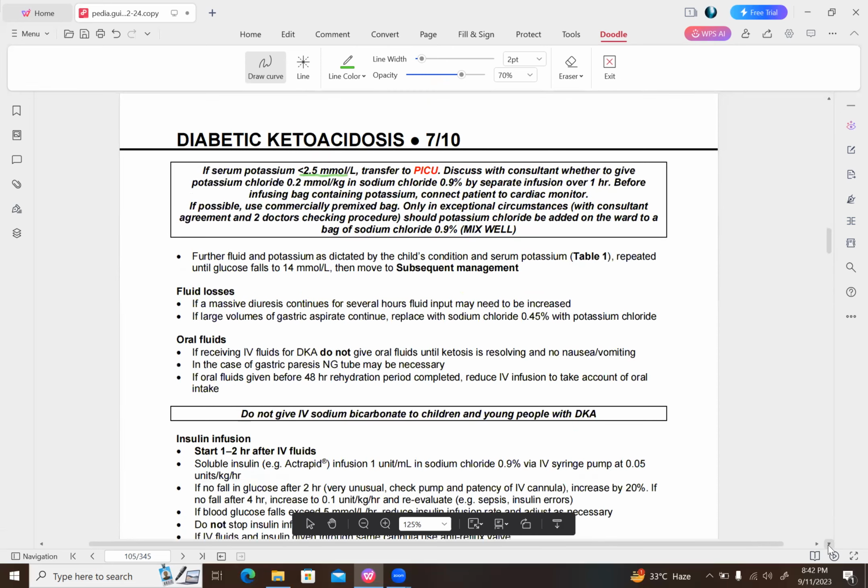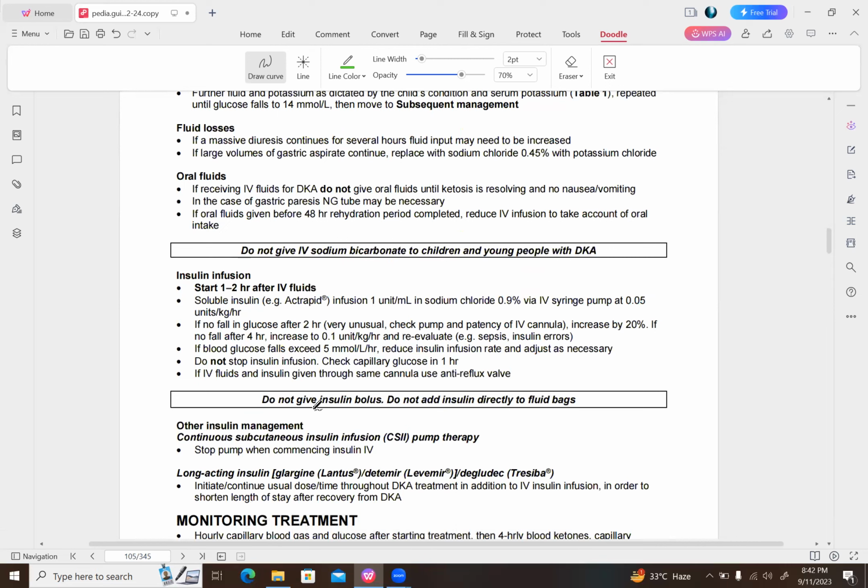All right, don't give direct insulin bolus. Okay, this is important. What kind of insulin do you give? You give Actrapid, short-acting insulin, soluble insulin, 1 unit per ml in sodium chloride 0.9% via the IV syringe at 0.05 units per kg per hour.